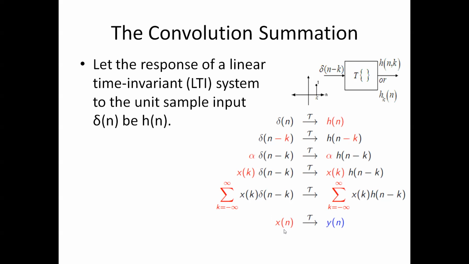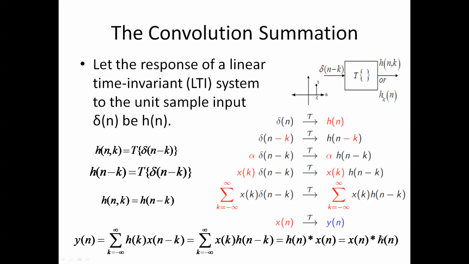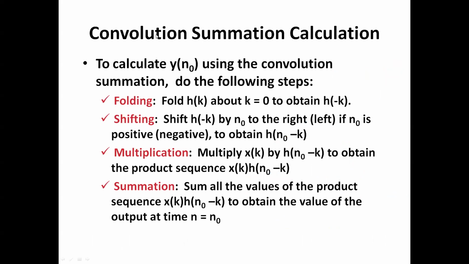And based on that, we had y[n] coming from this one. So y[n] is equal to this. Okay. So this is the whole equation, and it is commutative. Whether we do convolution of h[n] with x[n] or x[n] with h[n], it remains the same. So the convolution summation consists of folding, shifting, multiplying, and summing.